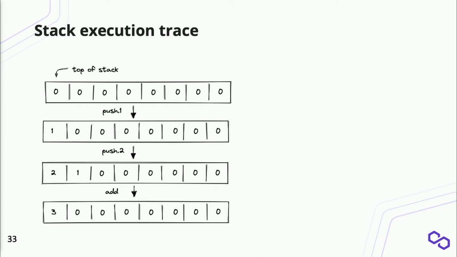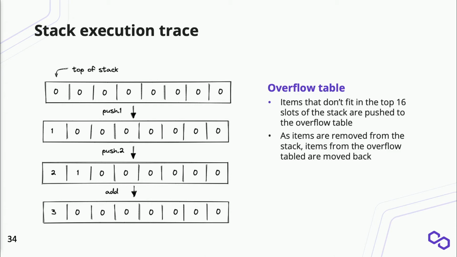VM. Now, what happens if you need more than 16 elements in the stack? For that, we have something that we call the overflow table. And this is actually implemented using these multi-set checks, which allow you to add things to that table. It's kind of a virtual table, what we call it. You add things to the table, and then you use multi-set checks to verify the consistency of the table when you put things on it and when you remove things from it. So when an item doesn't fit in the top 16 slots, it gets added to the overflow table. When you drop something from the stack, the item gets moved from the overflow table back onto the top 16 registers of the stack, and so forth.